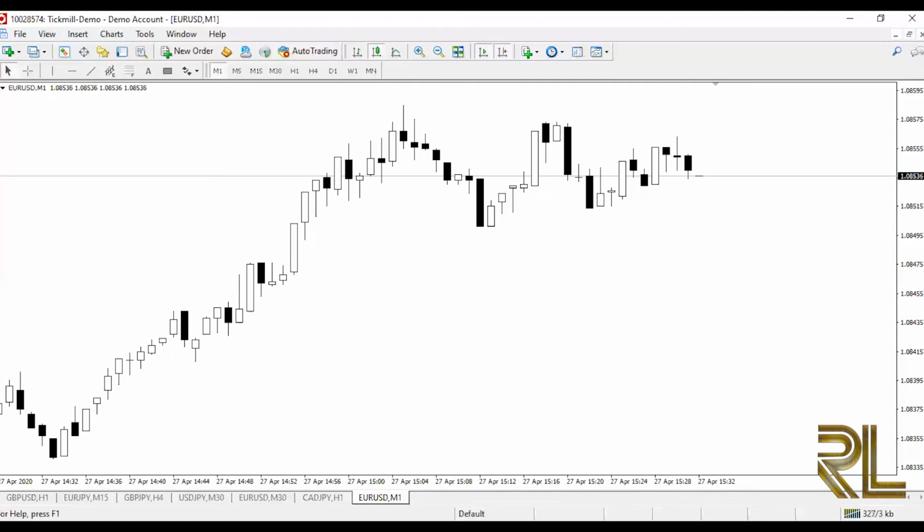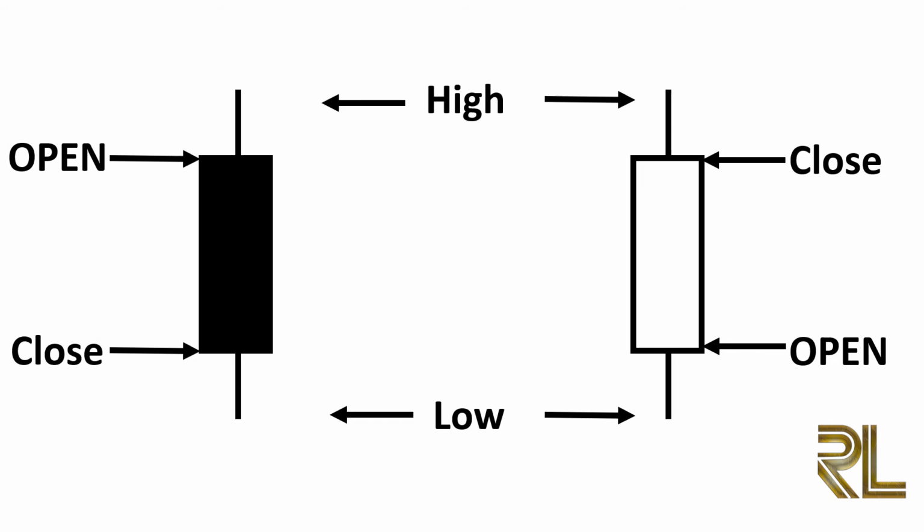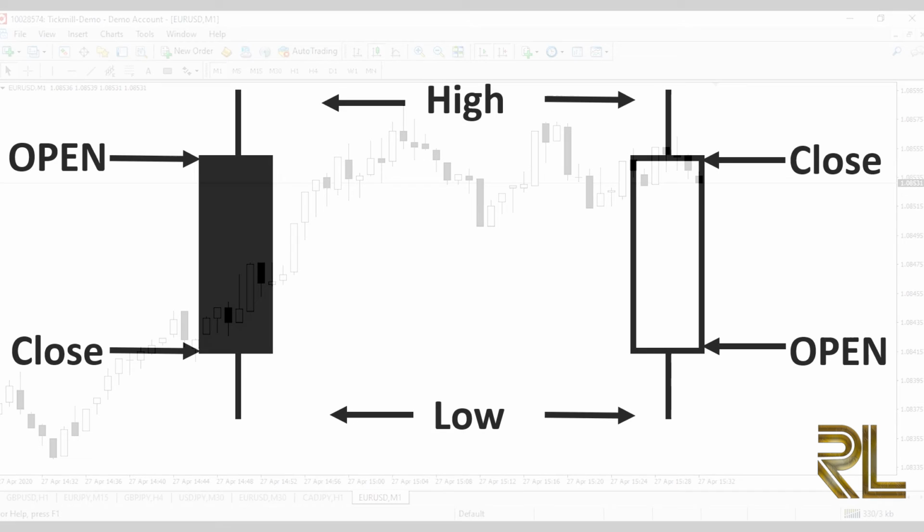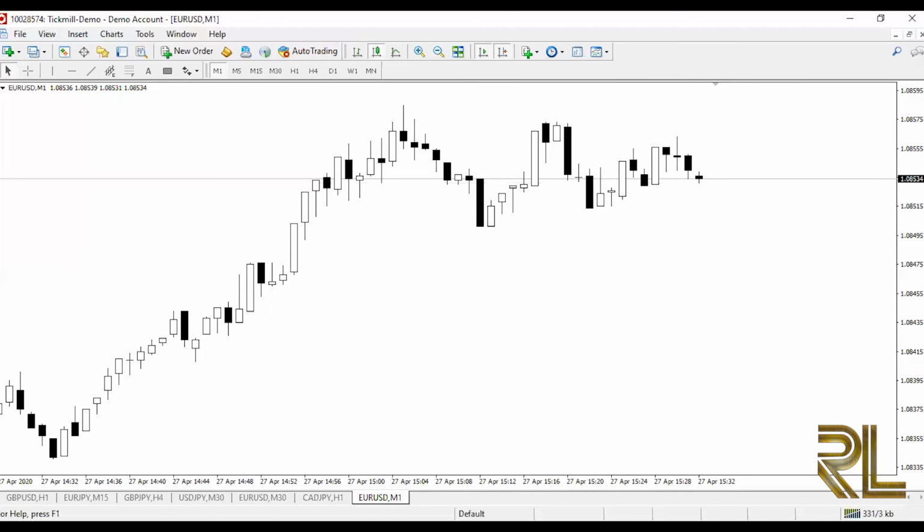Traditionally, if the block in the middle is filled or colored in, then the currency pair closed lower than it opened. In the following example, the filled color is black. For our filled blocks, the top of the block is the opening price, and the bottom of the block is the closing price. If the closing price is higher than the opening price, then the block in the middle will be white or hollow or unfilled.